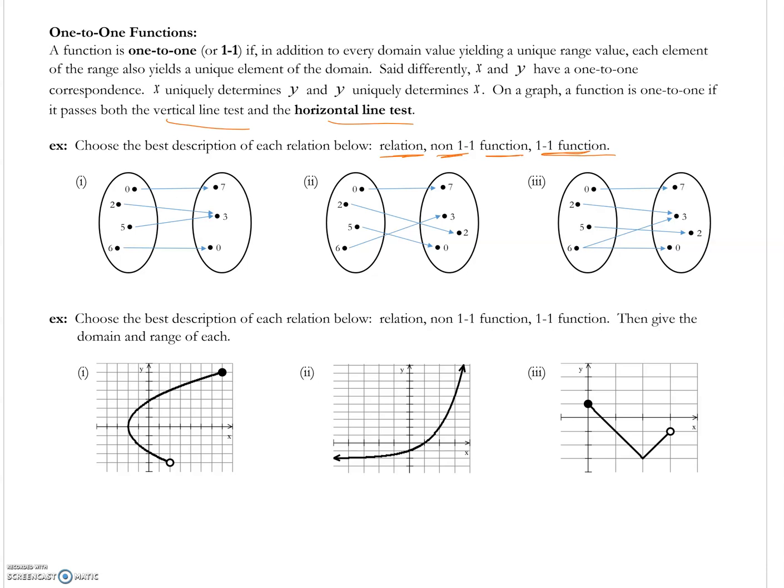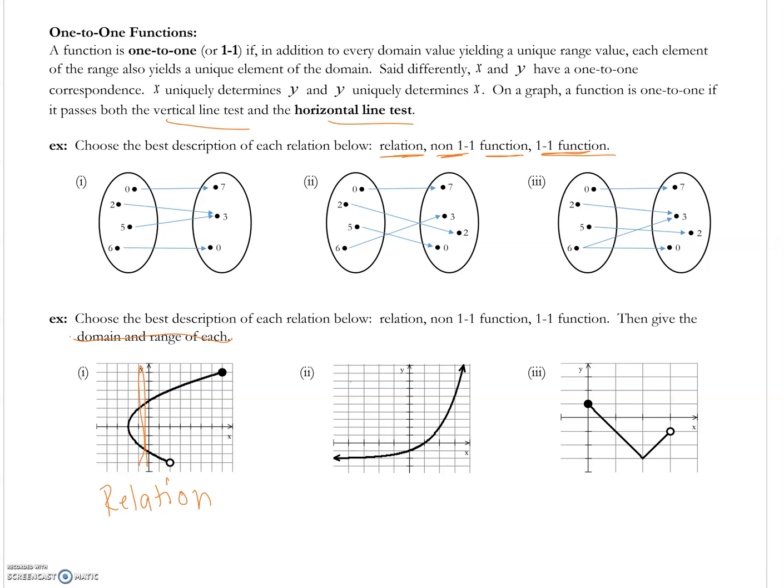So it might actually be easier to start with these bottom examples. We're not actually going to talk about domain and range of these yet. We'll come back to those. But if I look at this first example, vertical line test already shows me that it's not even a function. So I'm not even going to have to test the one-to-oneness of this.